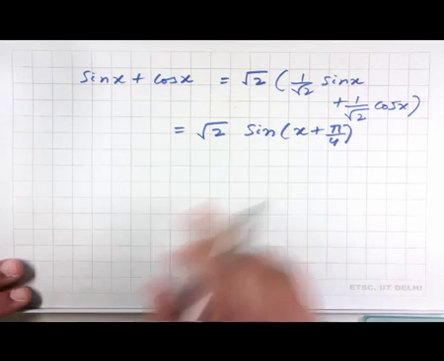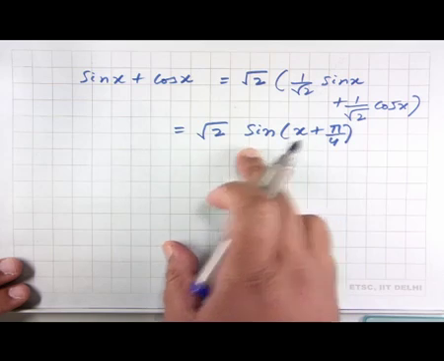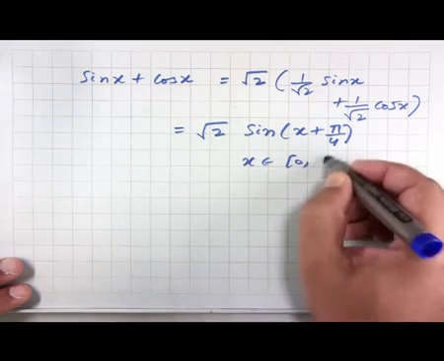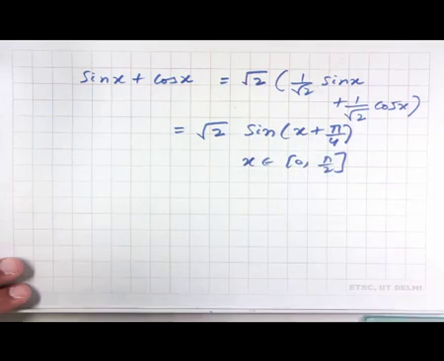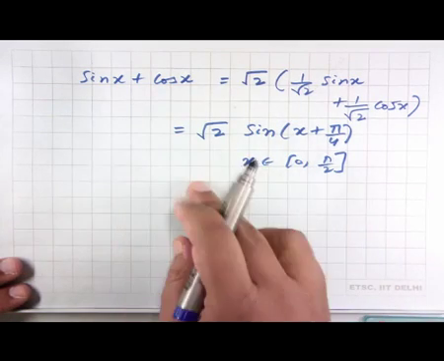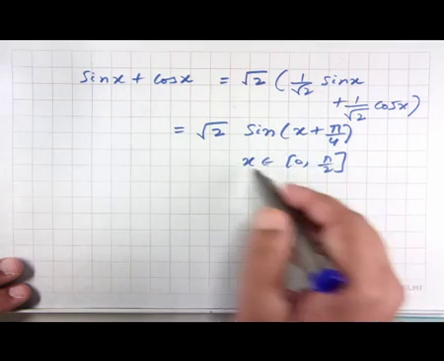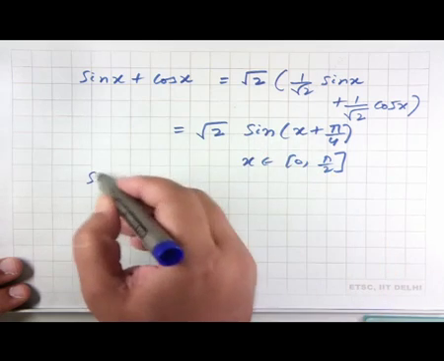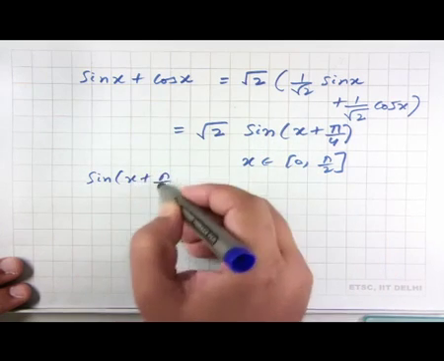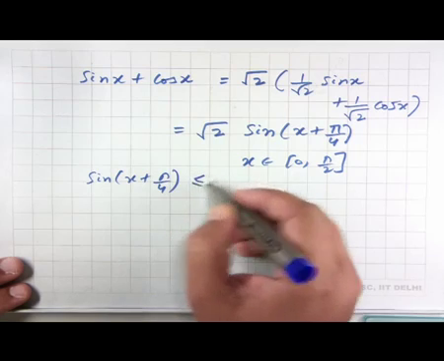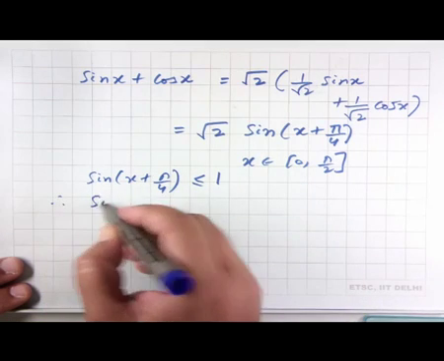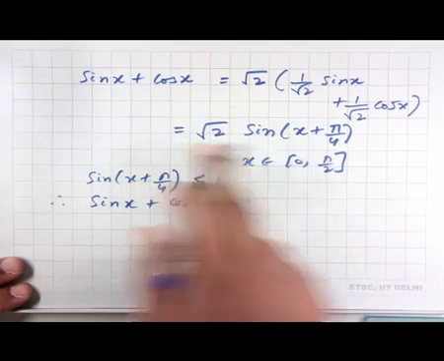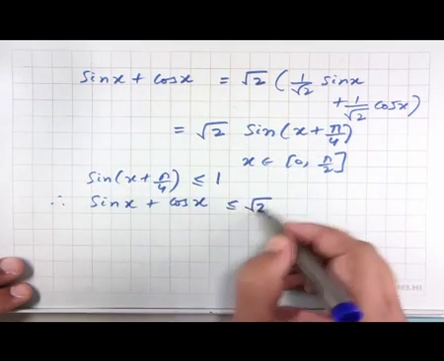But then we know that, when x belongs to 0 to pi by 2, there is nothing much to see now, because the value of sin of x plus pi by 4 for any x has to be less than or equal to 1, and therefore, sin x plus cos x from this equality here has to be less than or equal to root 2.